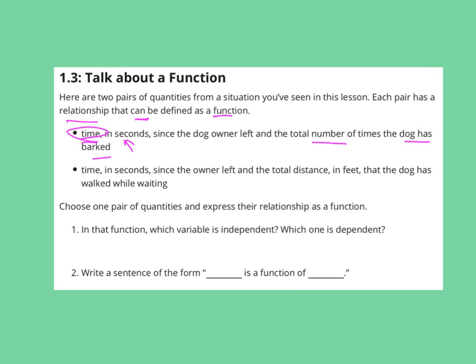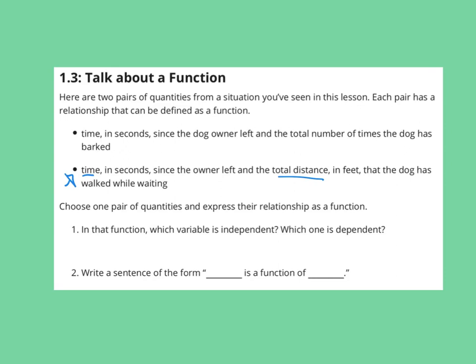Then you have time, again, in seconds, since the owner left, and the total distance in feet the dog has walked while waiting. So again, not the distance from the pole anymore, but the total distance the dog walked. So if the dog walked left, or I should say right 3 feet, and then left 3 feet, the dog has walked a total of 6 feet, not 0 feet. So let's choose a pair. Let's first start with this concept, time and total distance, right?